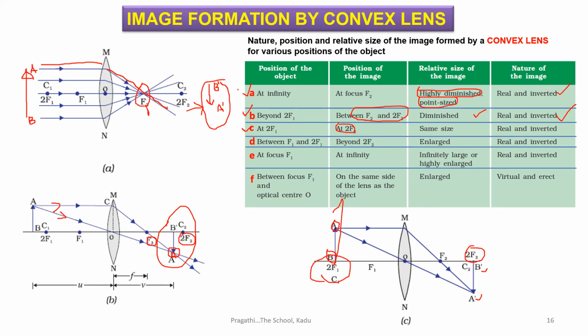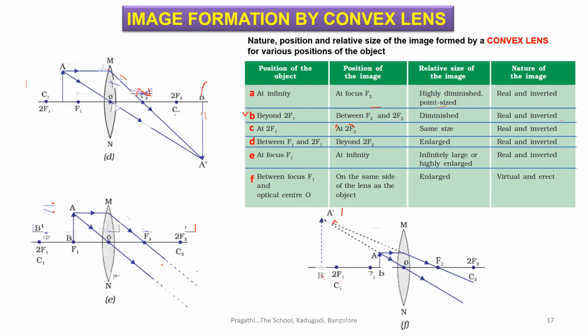See, the image is formed at 2F2. And what is the size? It is almost similar, but it is small compared to the object. So it is real and inverted. We are seeing it is real because a solid line is there, and it is inverted. So these three cases we have seen.